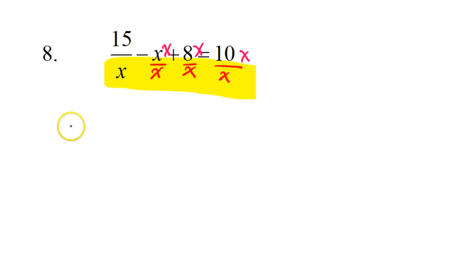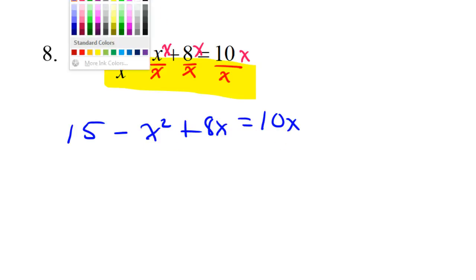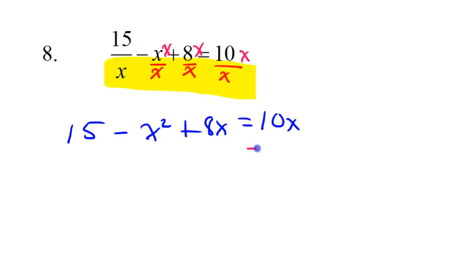So I have 15 minus, and x times x is x squared, and then plus 8x is equal to 10x. So that's what I have now. There are no like terms here, so I don't really have to worry about that. So I'm going to subtract 10x from both sides.